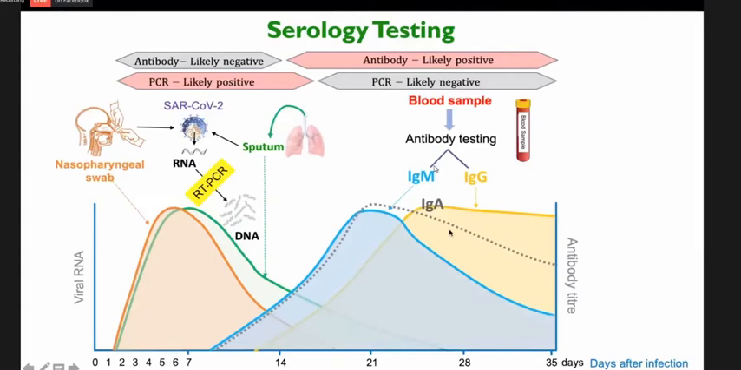Patients also produce another type of antibody called IgG, which starts to rise in the blood within 10 to 12 days of infection and remains in the blood for a long time, at least for several months. So accumulating data suggests that the seroconversion occurs approximately around 7 to 14 days after the onset of the symptoms.